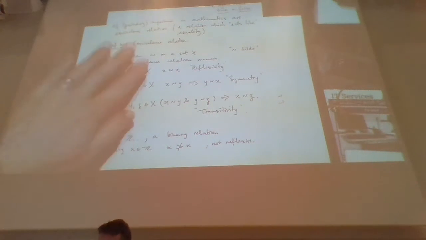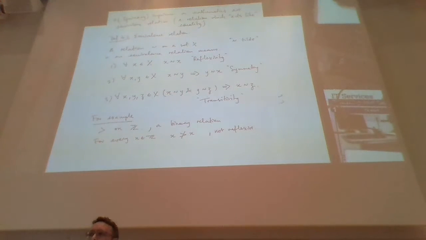Is it symmetric? No. If x and y are integers and x is strictly greater than y, then clearly y is not going to be greater than x. So it's not symmetric either. Is it transitive? Yes, it is transitive. If A is bigger than B and B is bigger than C, then A is bigger than C. For all A, B, and C, A bigger than B and B bigger than C does imply that A is bigger than C. So it is transitive.